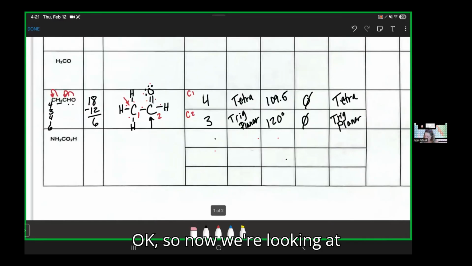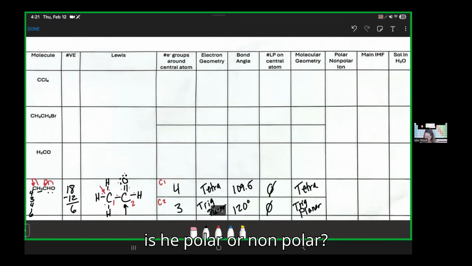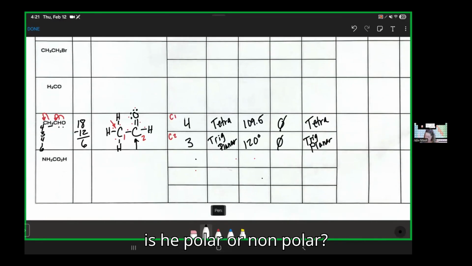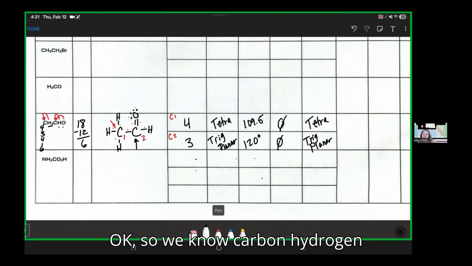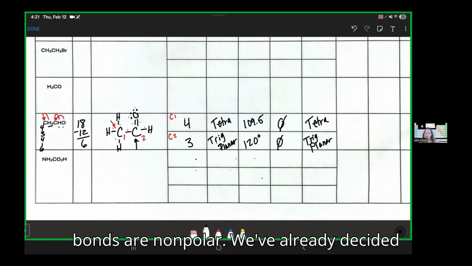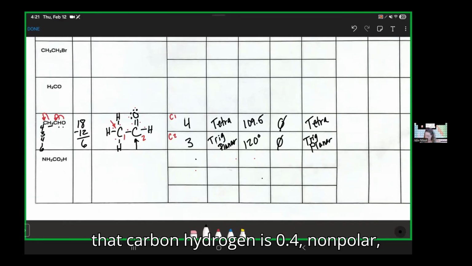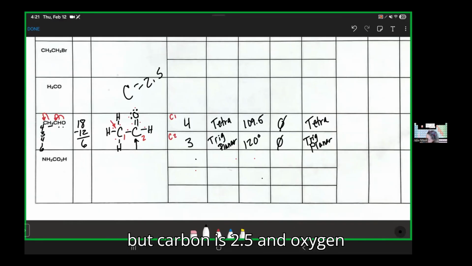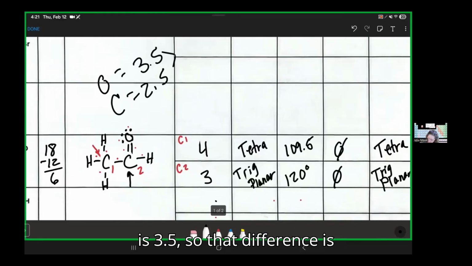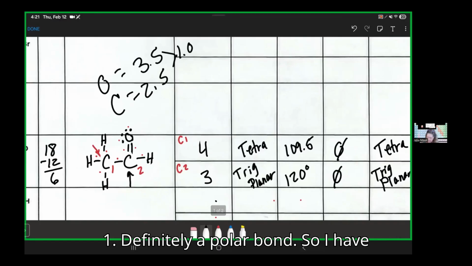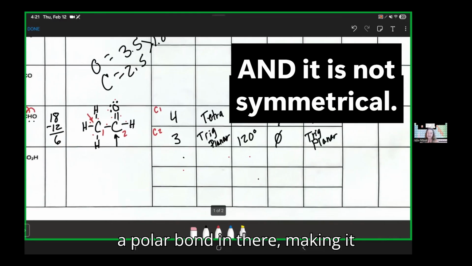Okay, so now we're looking at, is he polar or nonpolar? Okay, so we know carbon-hydrogen bonds are nonpolar. We've already decided that. Carbon-hydrogen is 0.4, nonpolar. But carbon is 2.5 and oxygen is 3.5. So that difference is 1, definitely a polar bond. So I have a polar bond in there, making it a polar molecule.